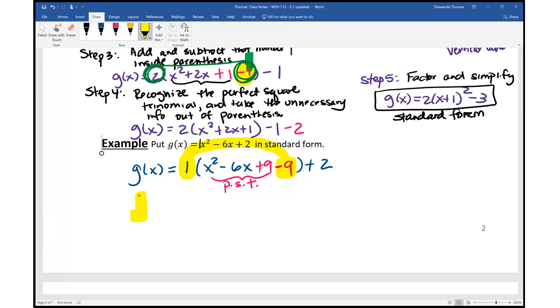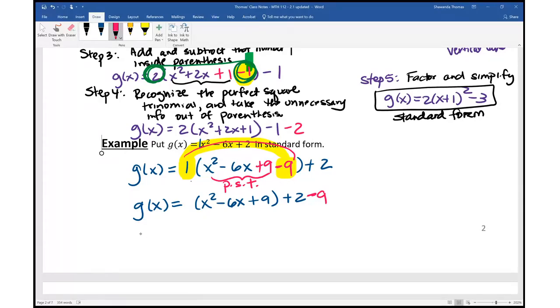Always multiply that and take out that product. Now, 1 is not necessary that we write that, right? We usually don't write 1, but I wanted to emphasize it earlier because we are factoring it out. All right, so we took that negative 9 out because 1 times negative 9 is negative 9.